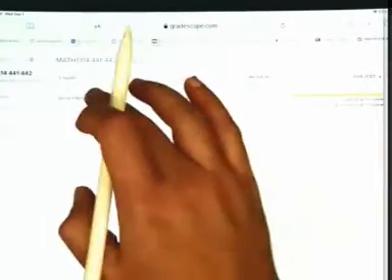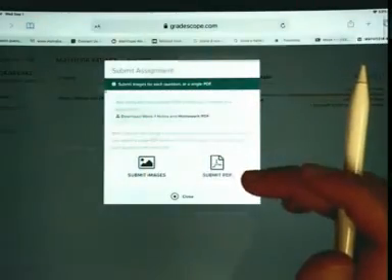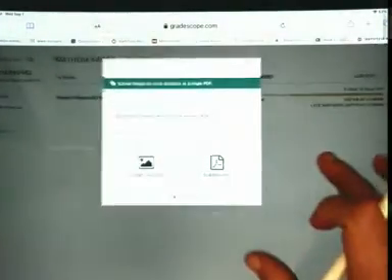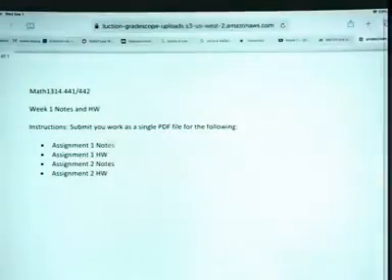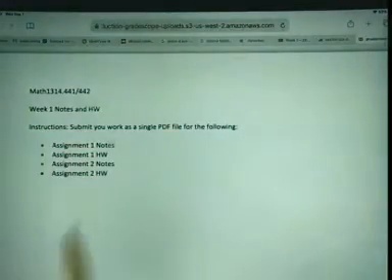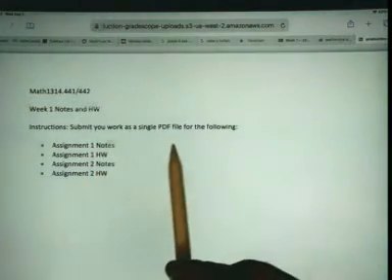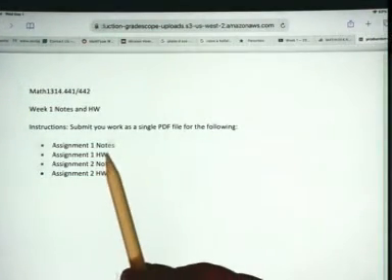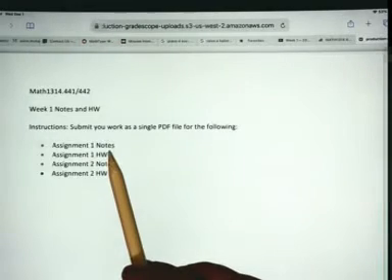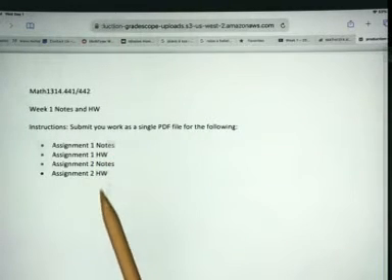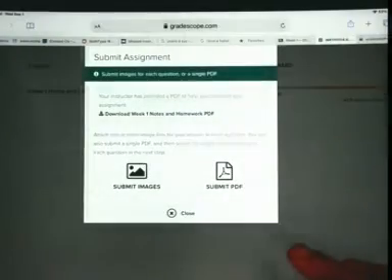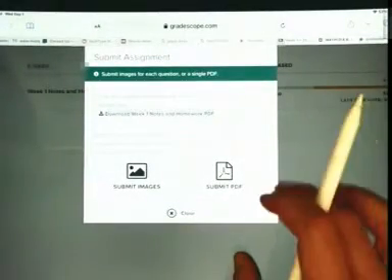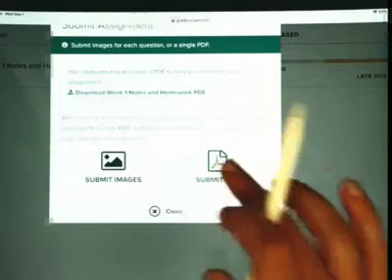When you click this link, a couple of things are going to happen. One, you can download the week one notes and homework PDF. And all that is just telling you what you've got to submit. Submit your work as a single PDF file for the following: assignment one, notes and homework; assignment two, notes and homework. And when you're ready to submit, you're going to click the submit PDF.